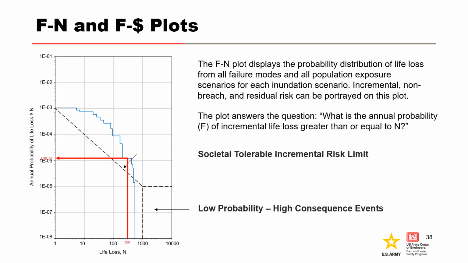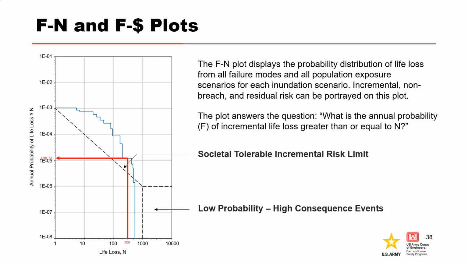Next, we have the big FN plot and the big F dollar plot. These are probably the least understood of all the required plots that are used. The big FN plot displays a probability distribution of incremental life loss from all failure modes and all population exposure scenarios for all inundation scenarios associated with incremental risk. This curve is like the flood hazard curve or the seismic hazard curve, but with the axes flipped so that the probabilities are on the y-axis.